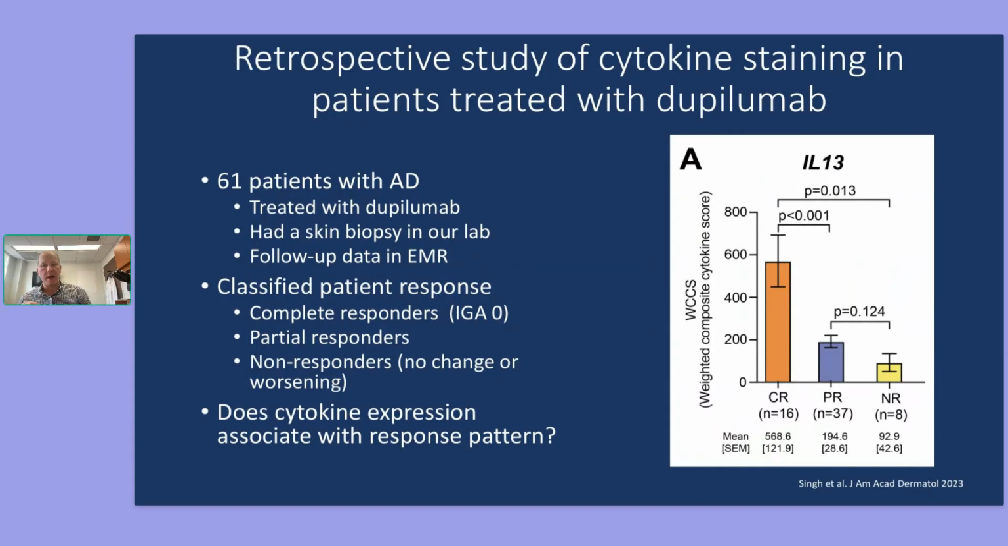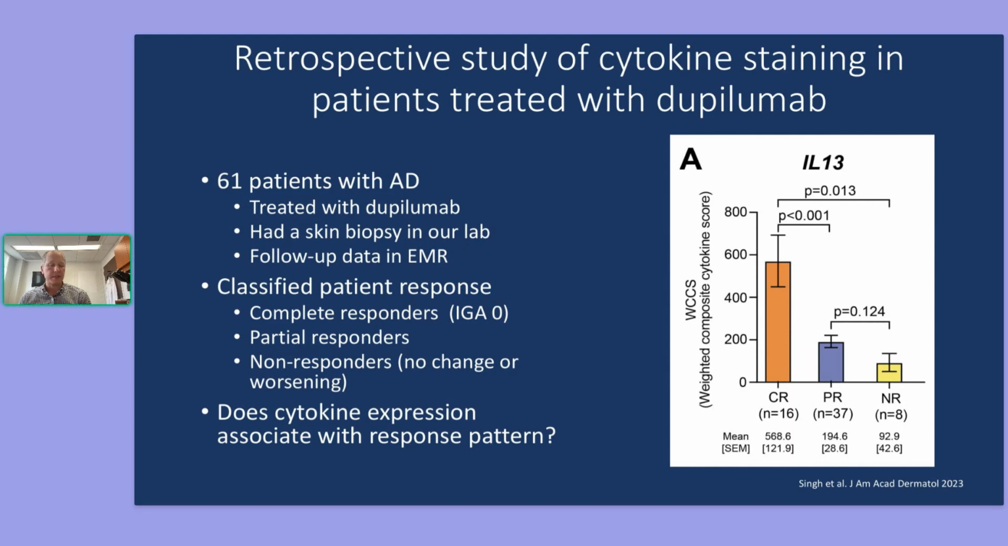We had a skin biopsy, and we knew how they did on the medicines. That's how we found the patients. We classified them as either complete responders, you would never know they had eczema, partial responders, or non-responders. They may have gotten better, they may have actually gotten worse. And what we looked at is whether the staining actually correlates with the response pattern. So CR, complete responder, PR, partial responder, and a non-responder.